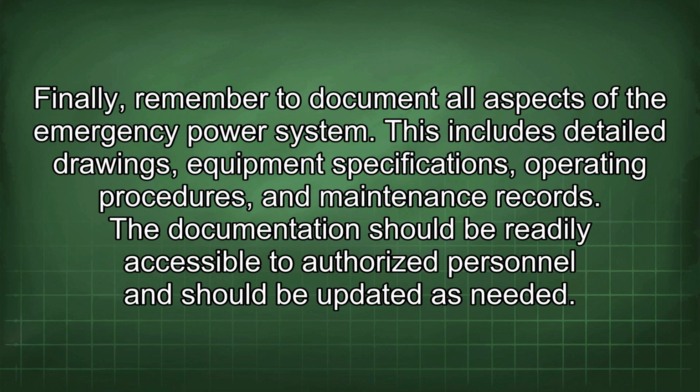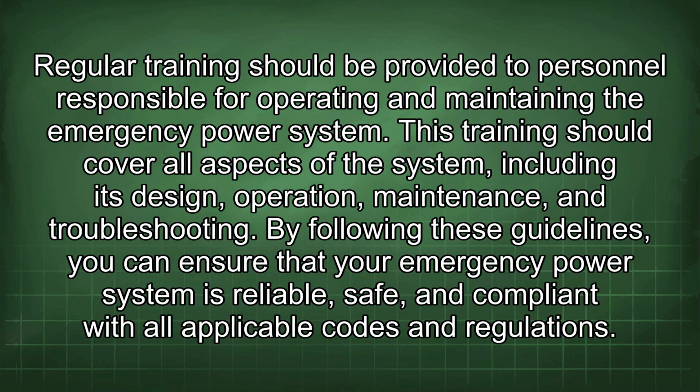Finally, remember to document all aspects of the emergency power system. This includes detailed drawings, equipment specifications, operating procedures, and maintenance records. The documentation should be readily accessible to authorized personnel and should be updated as needed. Regular training should be provided to personnel responsible for operating and maintaining the emergency power system. This training should cover all aspects of the system, including its design, operation, maintenance, and troubleshooting.